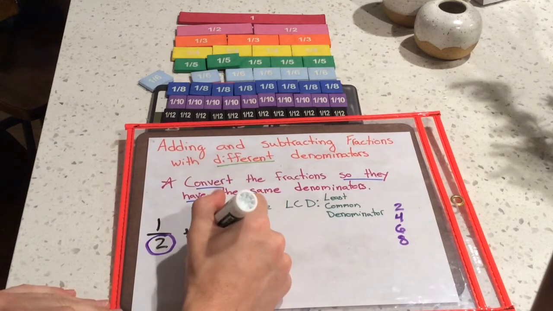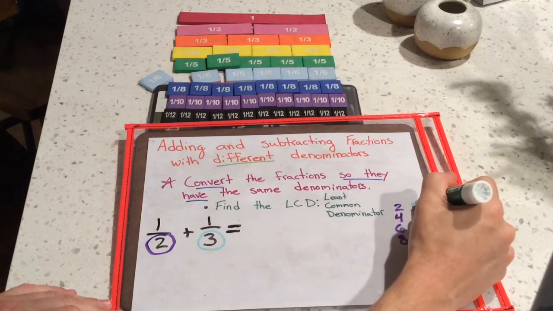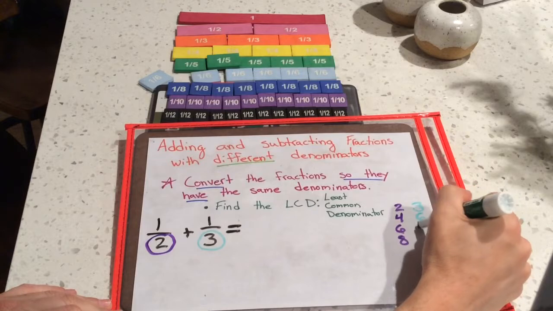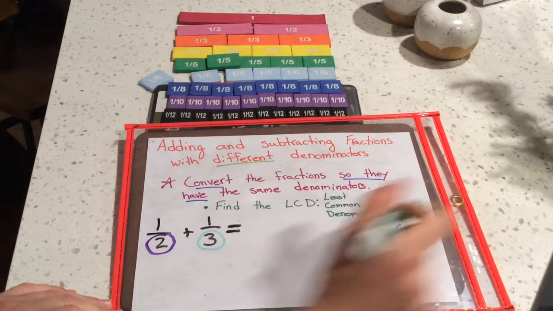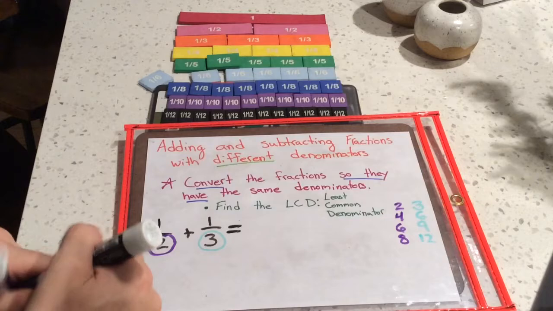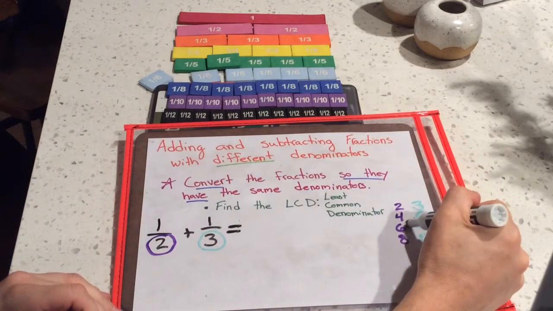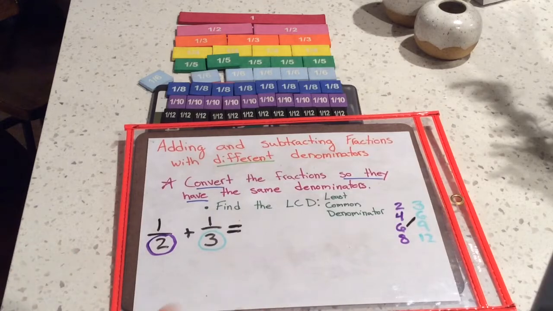And then I'm going to skip count by the other denominator. I'm going to skip count by 3. 3, 6, 9, and 12. And what I'm looking for is the smallest number that they both have in common. And I see in my skip counting numbers that they both have 6 in common. 6 is my least common denominator.